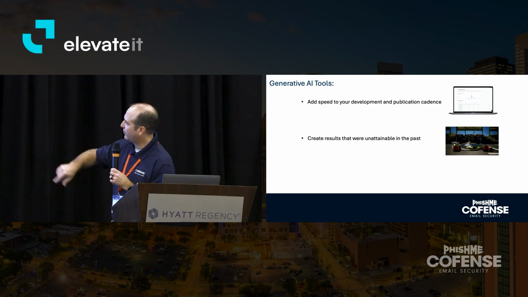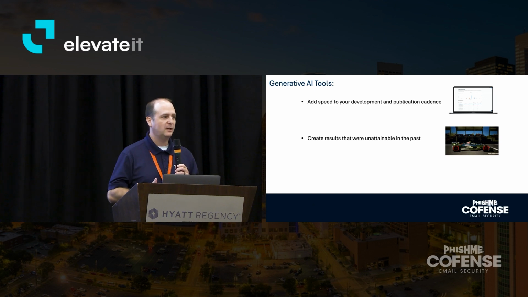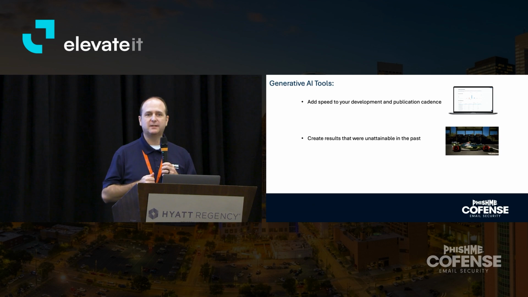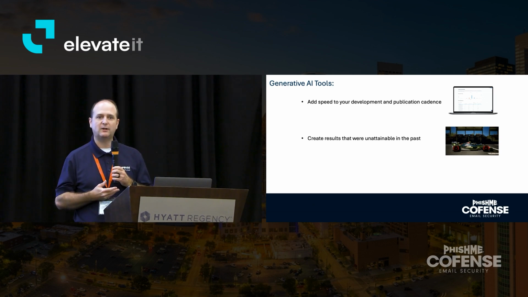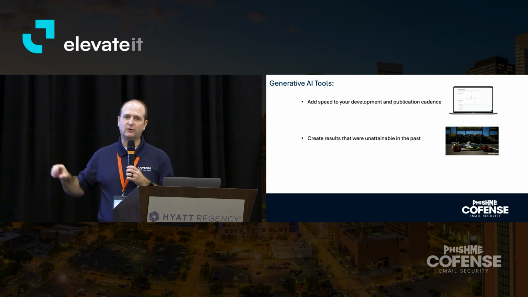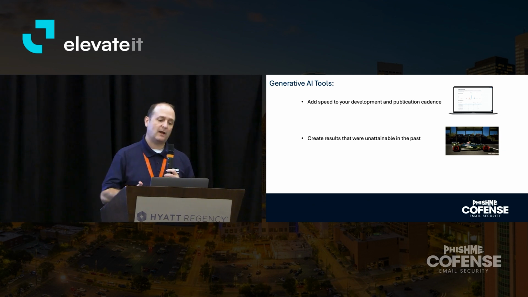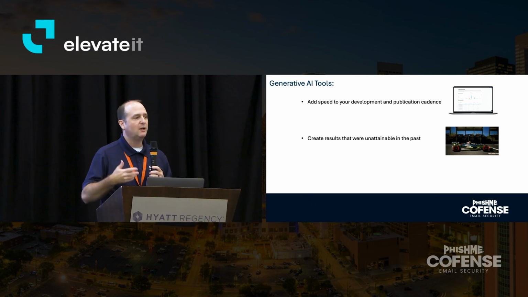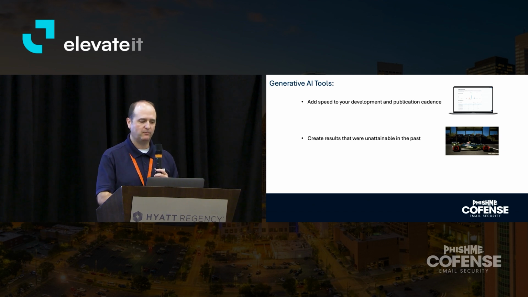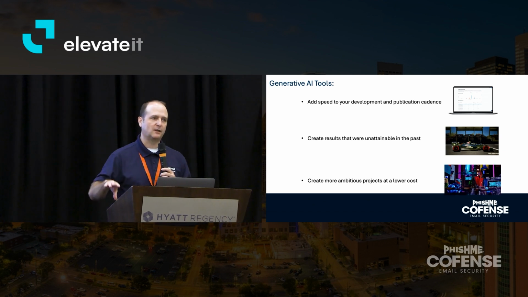So this is a Formula One race car that's got the Cofense logo on it that we actually built in Unreal Engine 5. We were able to build this in a morning. If we were to build this in Adobe Illustrator 10 years ago, this would have taken a long time to do, and it would have been very difficult to get the same level of quality in the result. So the actual results, when I say unattainable, they're attainable, but at a time frame that's unacceptable most of the time. It also allows you to create more ambitious projects at a lower cost.